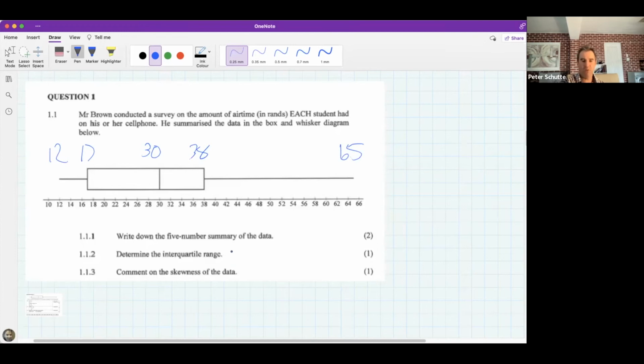What's the interquartile range for this data set? It's 21. Perfect, because you just went 38 minus 17. And can you tell us, Mason, about the skewness of the data? What do you think about the skewness of this data set? It is skewed to the right. Perfect. Skewed to the right, or we can say it is positively skewed.